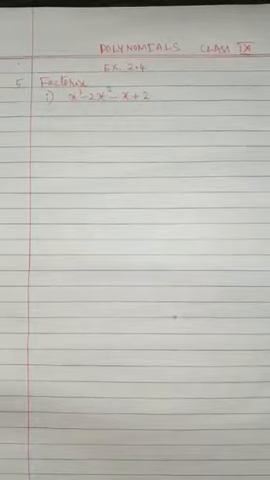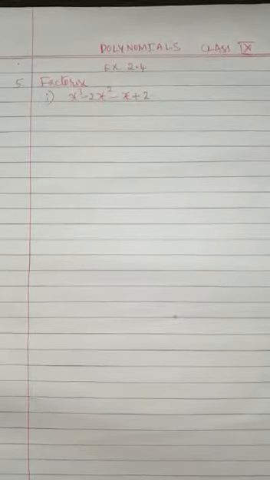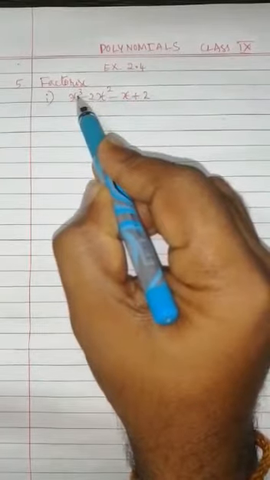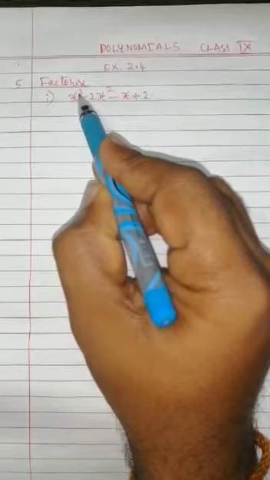Hi, Polynomials Class 9 Exercise 2.4 Question number 5. Factorize x cube minus 2x square minus x plus 2. It is a cubic polynomial. Since the degree is 3, it's a cubic polynomial.